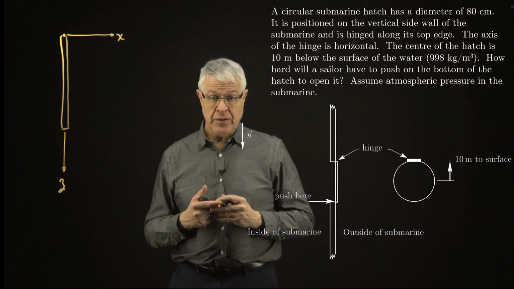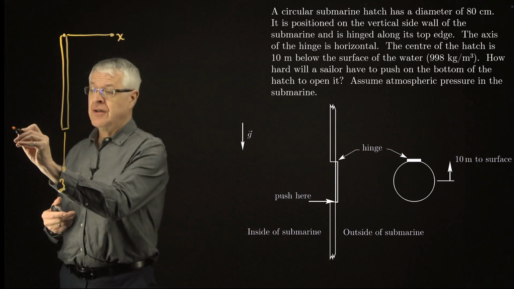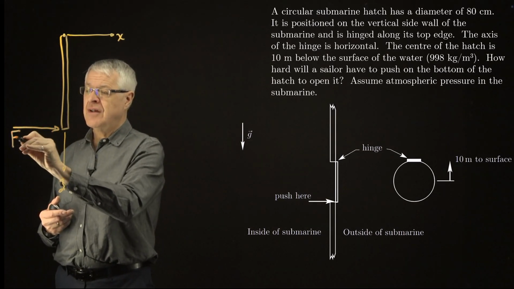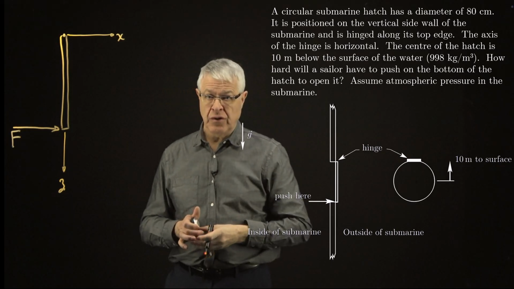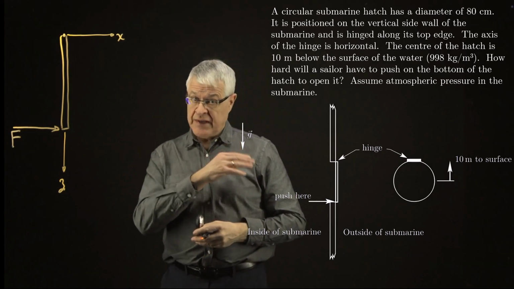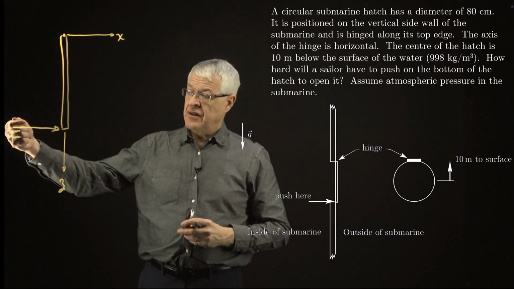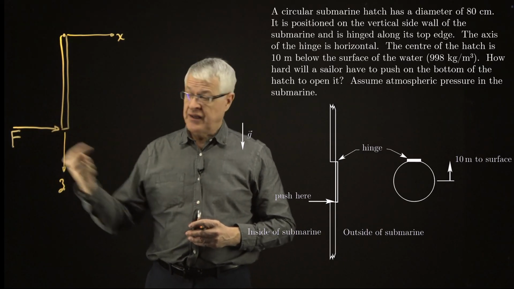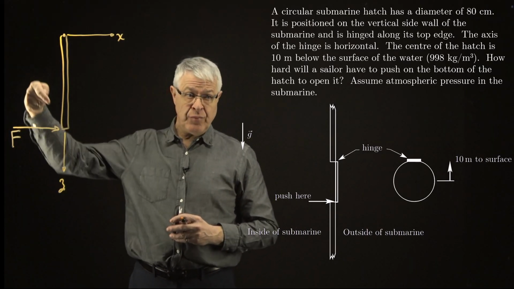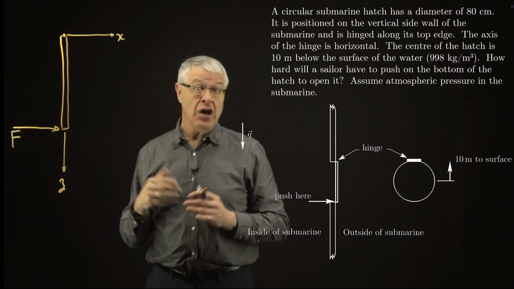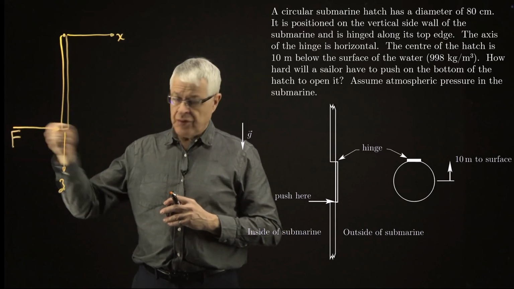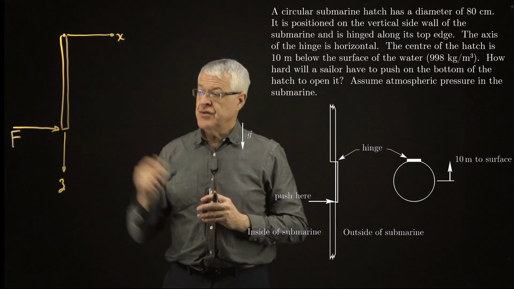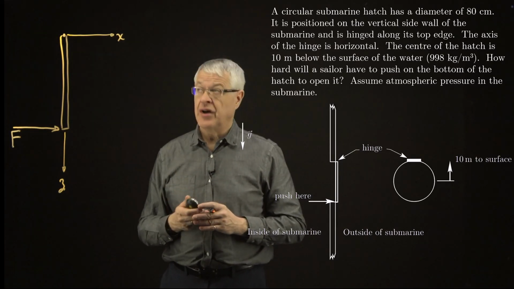Well, the first force that I'll put on there is the force that the sailor is exerting on the bottom. So we're going to call that F, and that, of course, is what we're looking for. And so we're going to assume here, and we'll add this to our assumption list at the end, that the sailor is pushing horizontally. In other words, perpendicular to the gate. If they were pushing slightly up or slightly down, they're going to need to exert a larger force. But we're assuming they're going to push horizontally at that point. So that's the force exerted at the bottom.